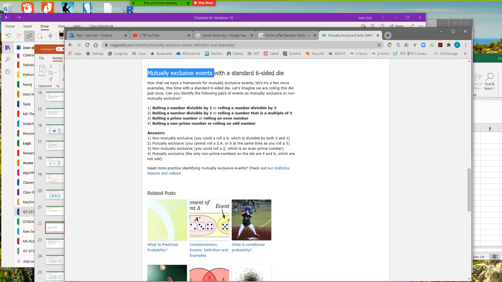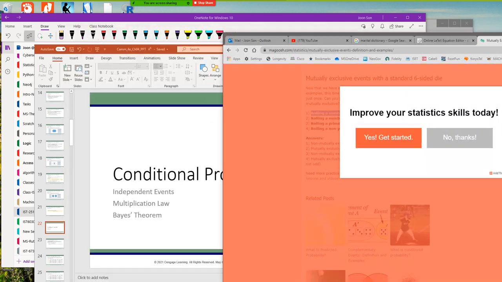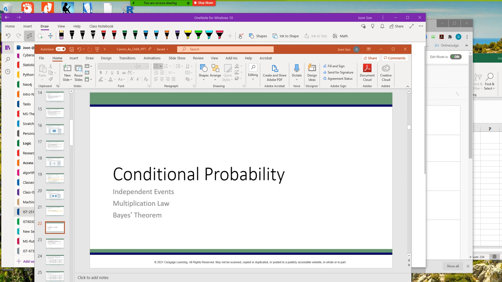Another interesting example of mutually exclusive events, let's take a look at this example. You're rolling a die, so rolling a number divisible by 2 or rolling a number divisible by 3. Are these two events mutually exclusive? No, because, for example, right?